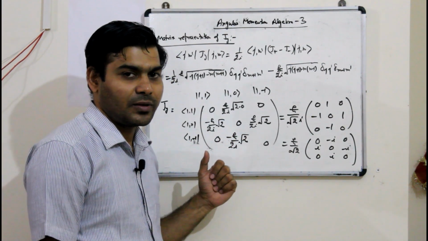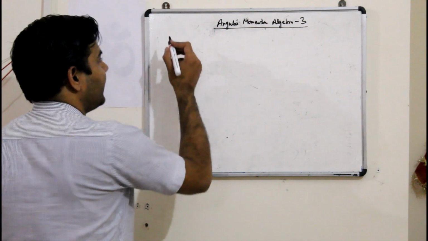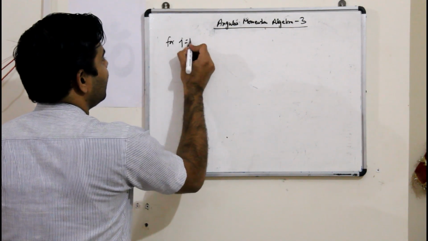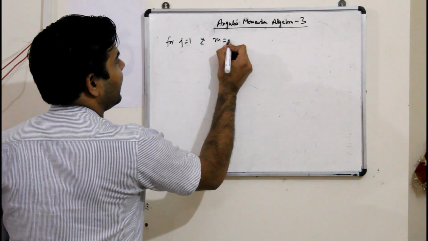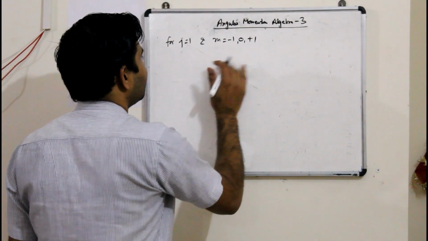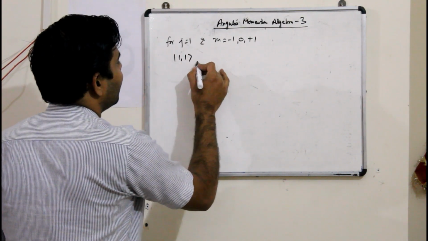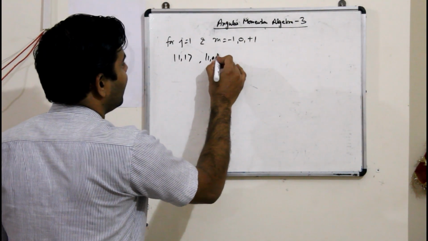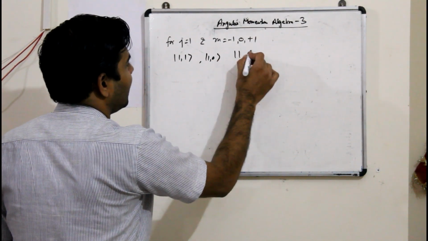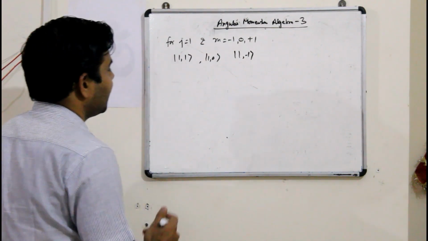So let's have a look at how this j comma m state looks. For small j equal to 1, m equal to minus 1, 0, plus 1, there are 3 possible states. The states possible, as we have been discussing, are 1 1, 1 0 and 1 minus 1. So how do they look in their matrix representation? Let's try to look at that.